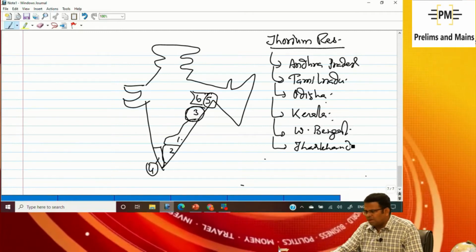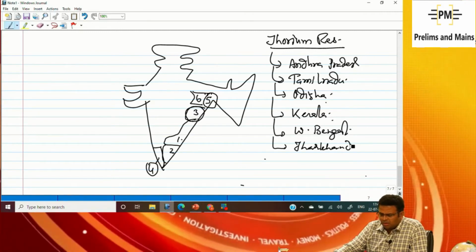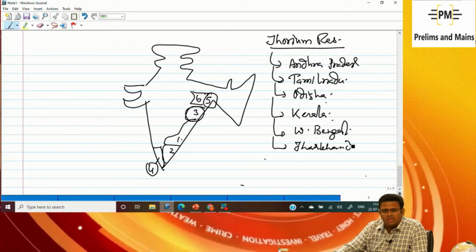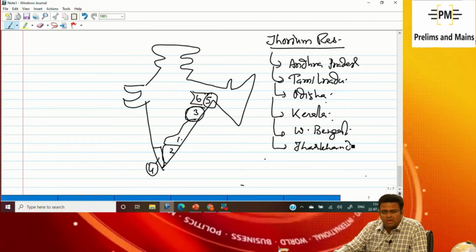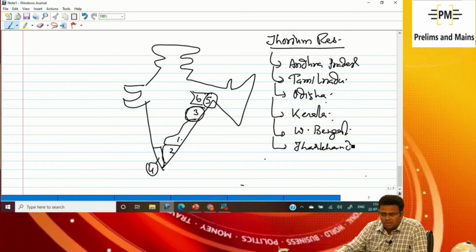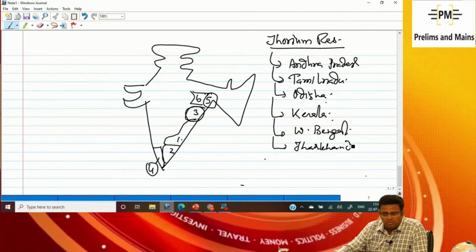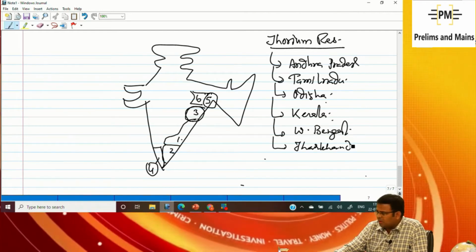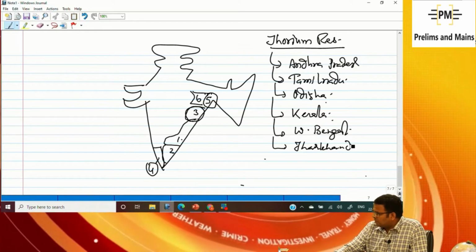Better to remember, this is not Telangana; Telangana is having uranium. Telangana does not have thorium. Thorium is generally along the sea beaches. Clear?